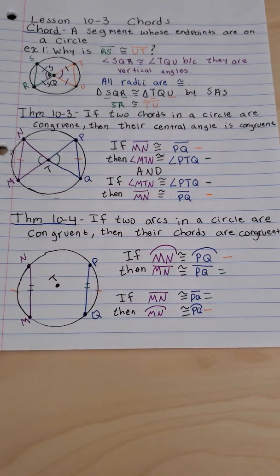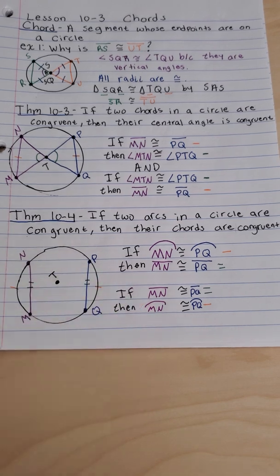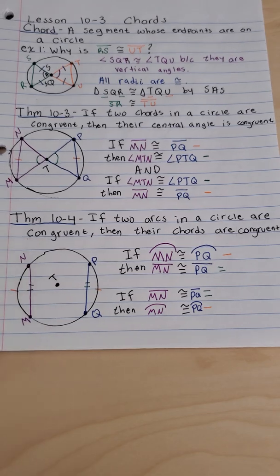Make sure that you are able to use the difference between the arc and the line segment symbol. They do look very similar, but the arc, of course, has a curve to represent the curvature in the circle.